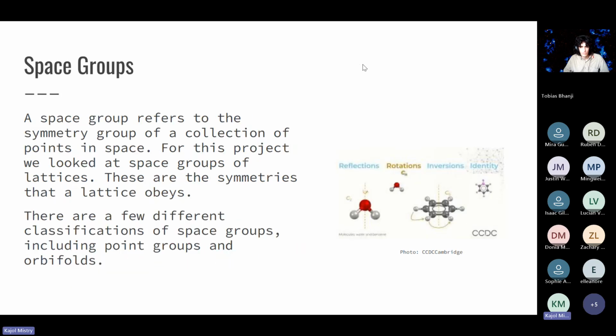And for our project, we looked at a specific type of group, and these are space groups. So space groups are the name given to a symmetry group of a collection of points. So we look specifically at lattices. So the symmetries of the space groups of lattices are the symmetries that the lattice obeys. There's a few different types of space group, and they correspond to different translations, like groups that just contain certain translations, basically. And these may be reflections, rotations, things like that.